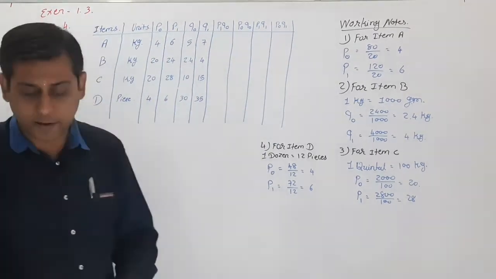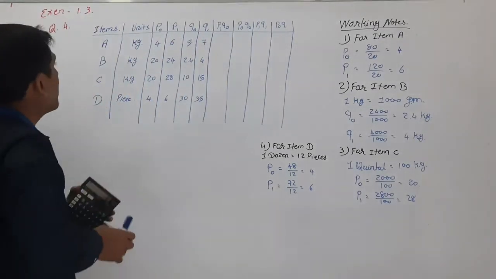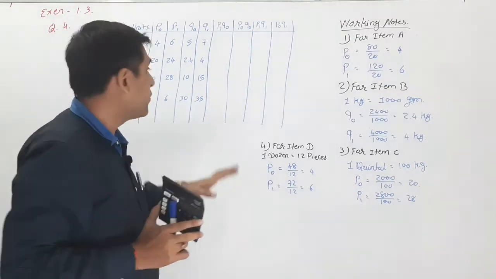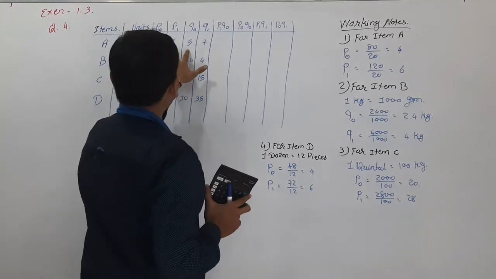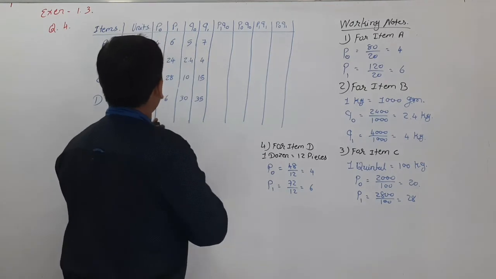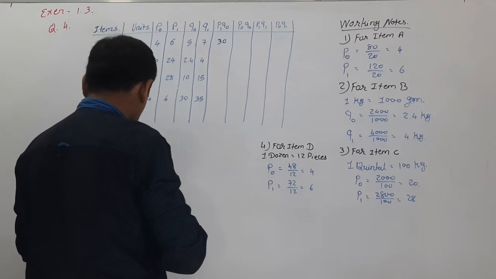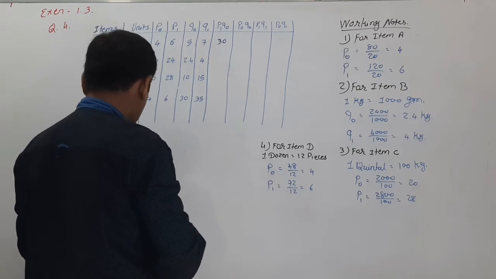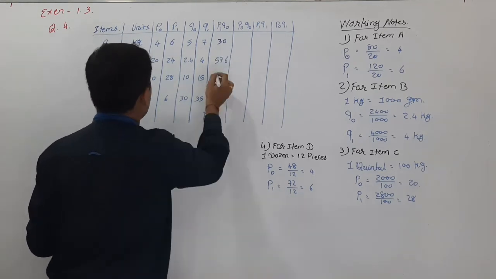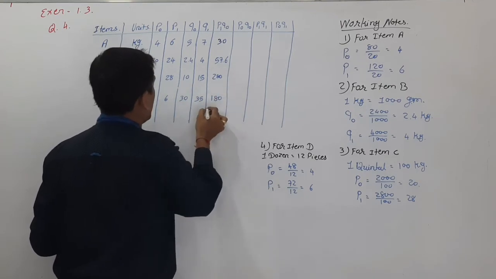We have to multiply these 4, but we have to be careful in the multiplication. If the multiplication is wrong, our sum is wrong. So be careful. 6 into 5, P1 Q0, right? 6 into 5, that is 30. 24 into 2.4, 57.6. 28 into 10, 280, and 6 into 30, that is 180.